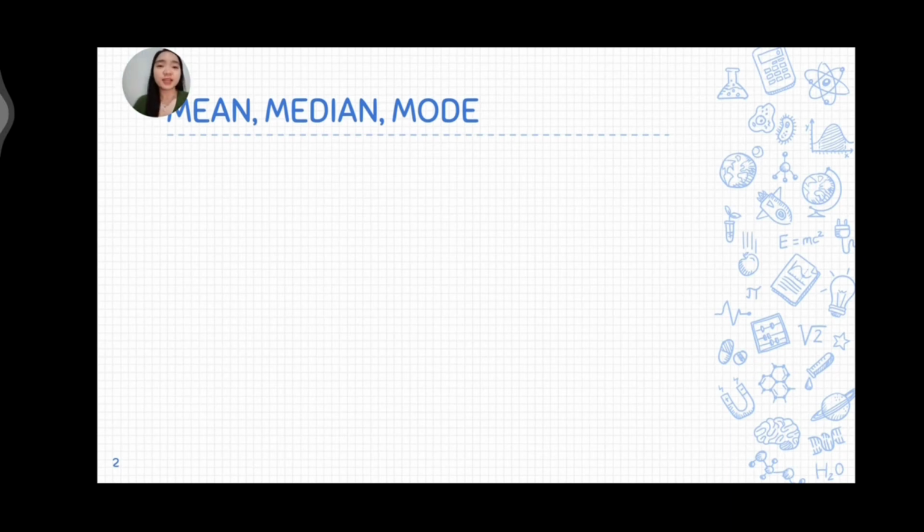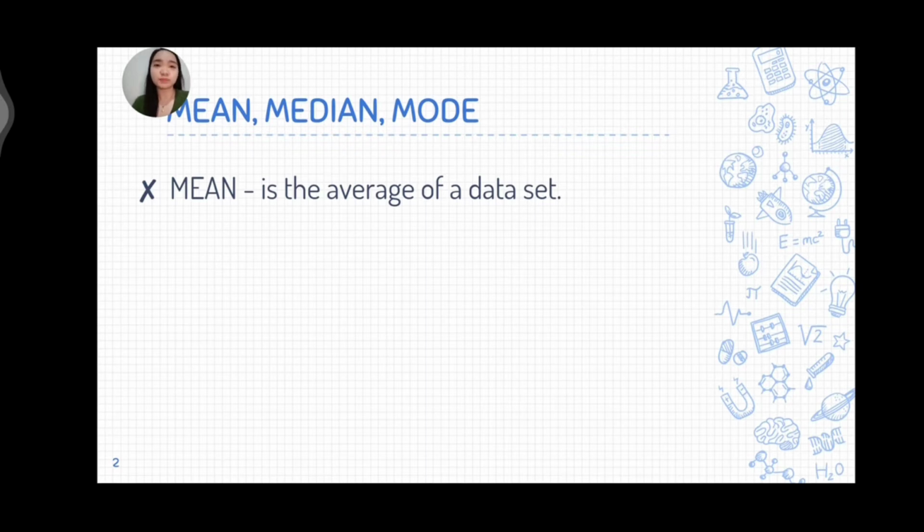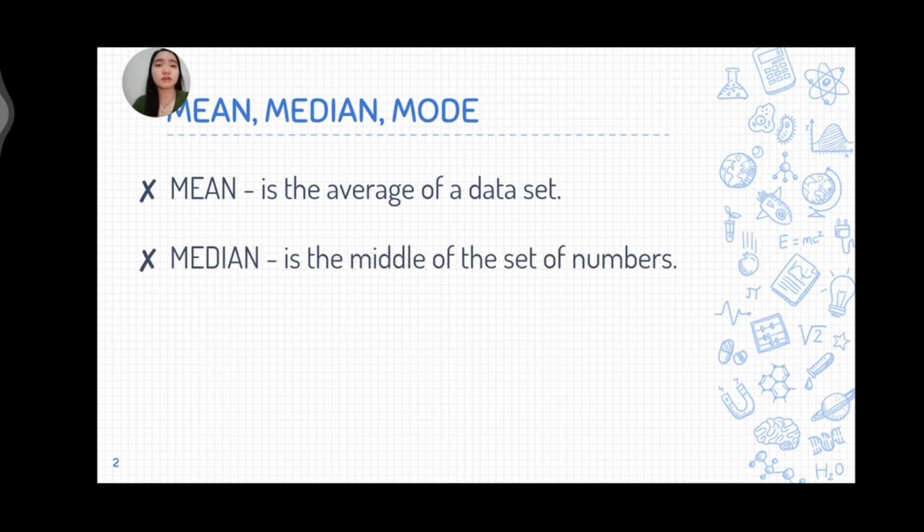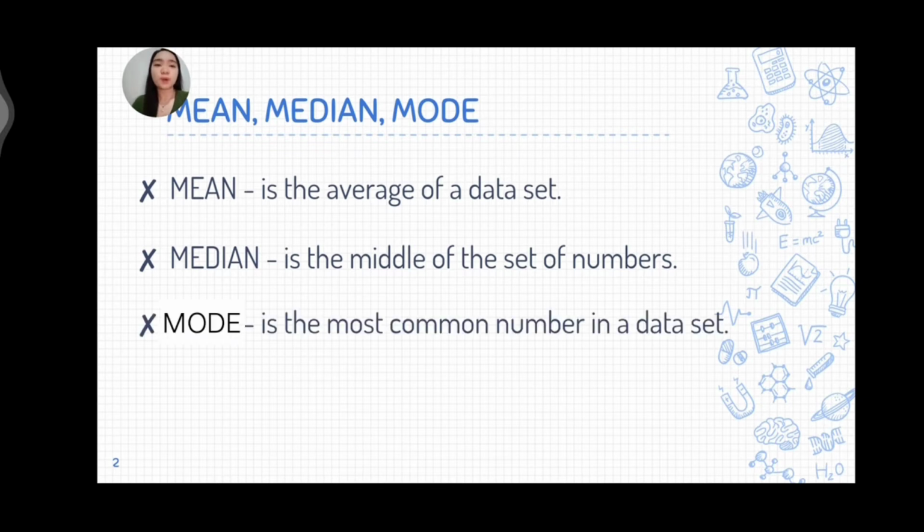So let's define the mean. What is mean? It's the average of a data set. What is median? It is the middle of the set of numbers. What is mode? It is the most common number in a data set. Again, what is mean? Mean is the average of the data in a data set. Median is the middle of the set of numbers. Mode is the most common number in a data set. So now we're done familiarizing those terms.